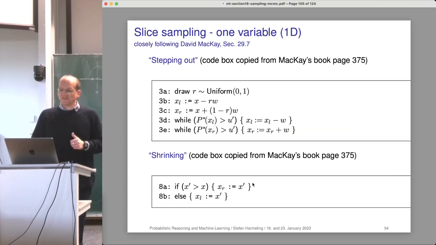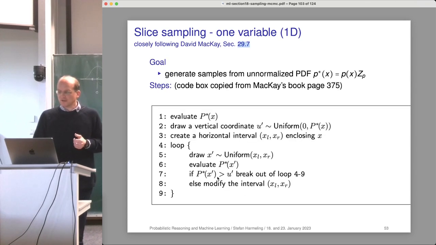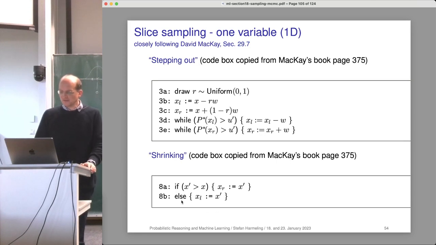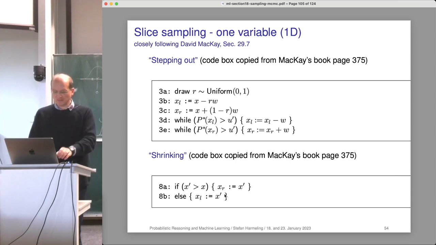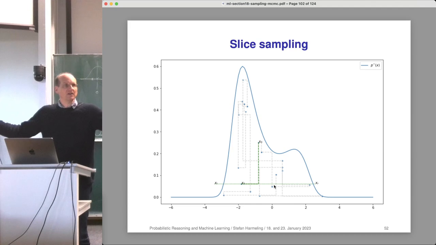Then it can fail, for example. That is step number 8, this one. It could happen that I didn't get a new sample, I was unlucky, and I should make my interval a little bit smaller. So I should shrink it, and this is the shrinkage operation. If I jumped out, I take the new value that I have and make it a boundary, either on the left or on the right hand side. Basically, if I don't want to accept this x1, then x1 will be the new xl. And so I'm making the interval smaller and smaller.